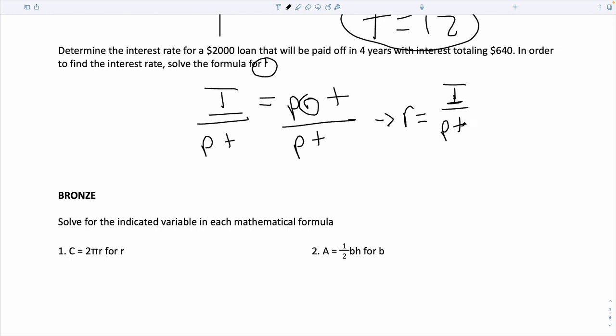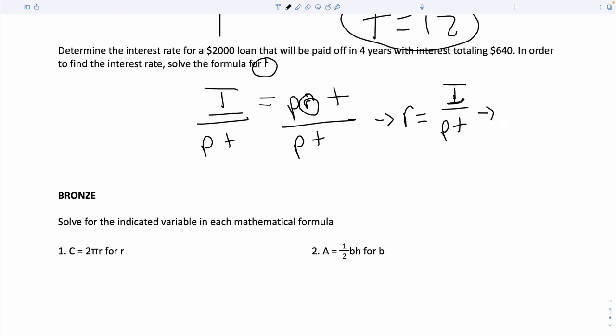Where? This is the R. What? Oh. I circled it. Oh. On your homework in your bronze, you should be circling whatever you're looking for. So circle R because that's what we want to isolate. Plug in the numbers for me.